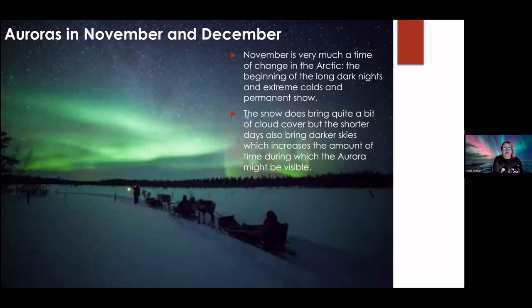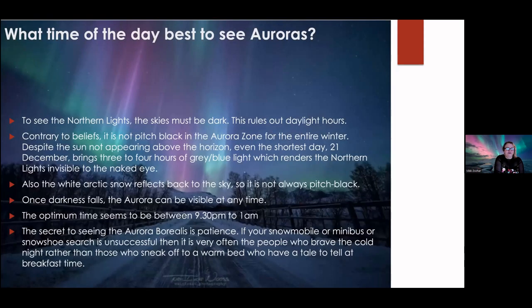November and December are really good months for auroras, but they are really cold too. There is permanent snow, and the snow brings quite a bit of cloud cover, but the shorter days bring darker skies, which increases the amount of time the aurora might be visible.